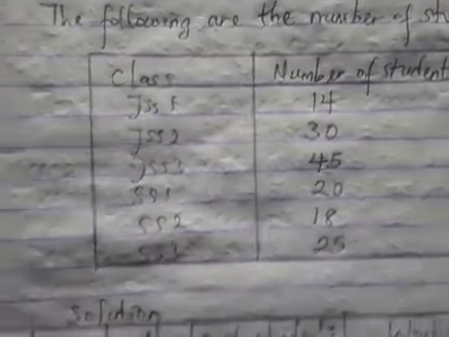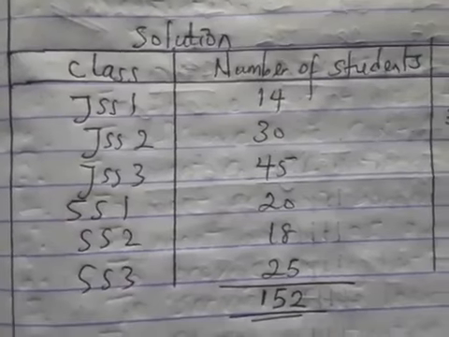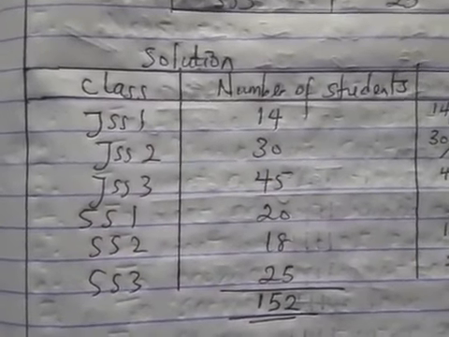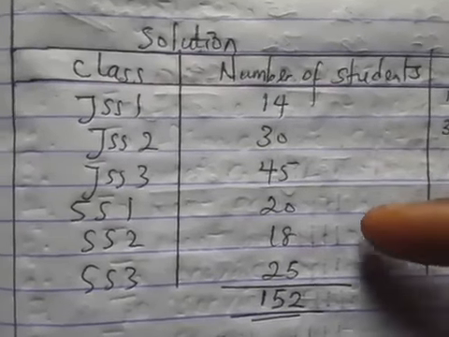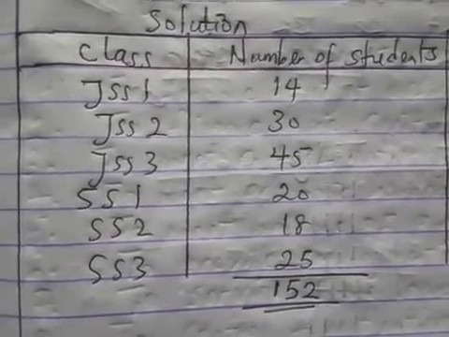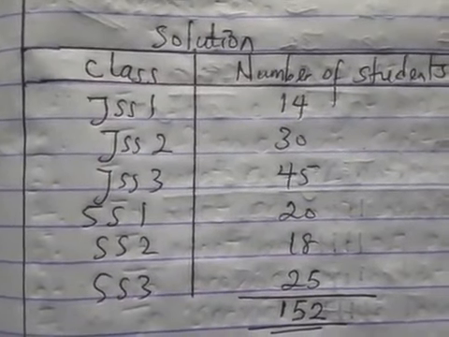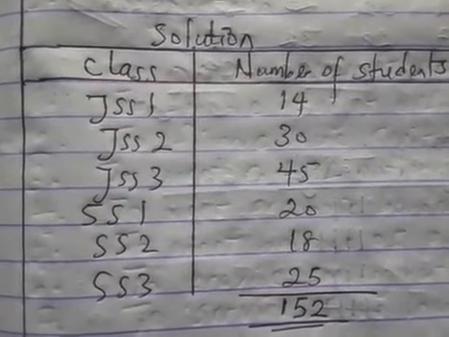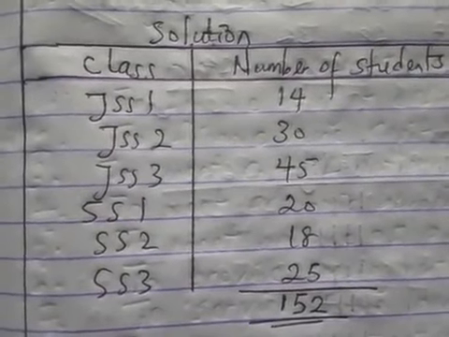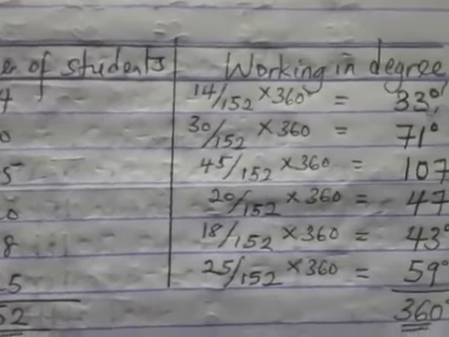Now, the first step is to calculate the total number of students in that particular school. Remember, in JSS1 we have 14, JSS2 30, JSS3 45, SS1 20, SS2 18, SS3 25. So the total number, when we add everything together, is 152. First step, calculate the total of the items given in the question. When you have calculated the total, you now work in degrees.